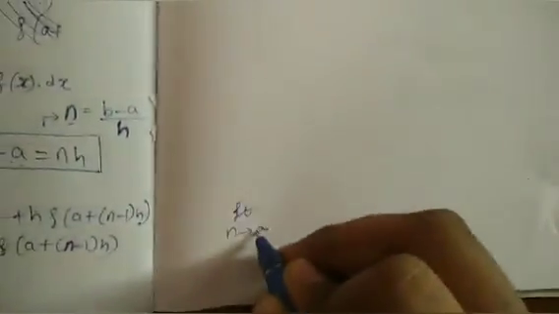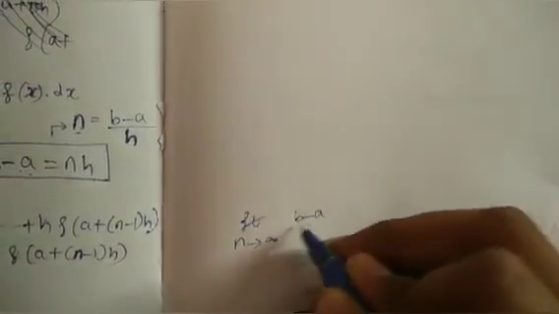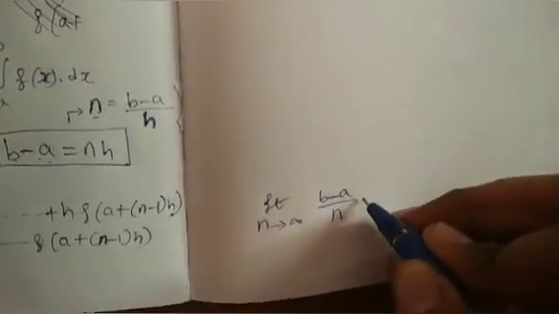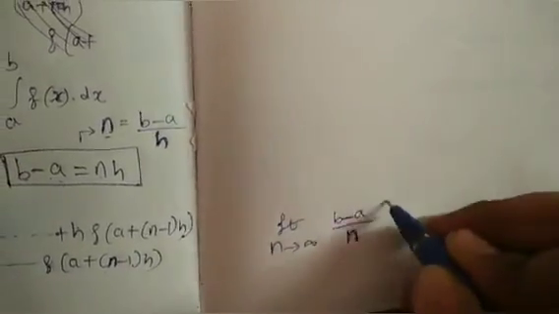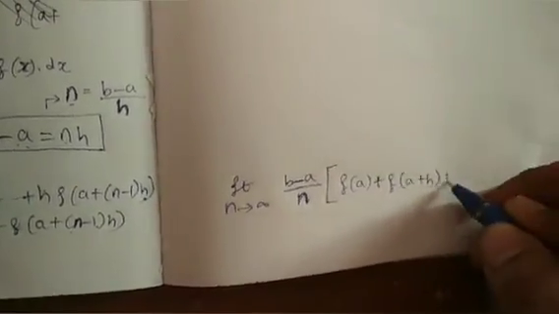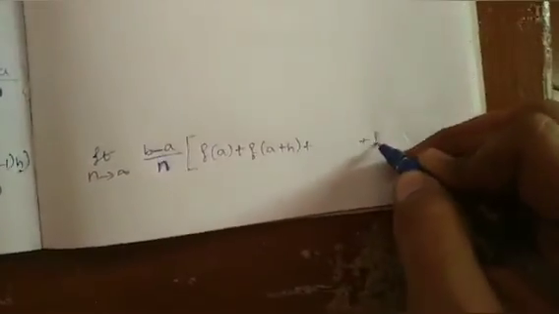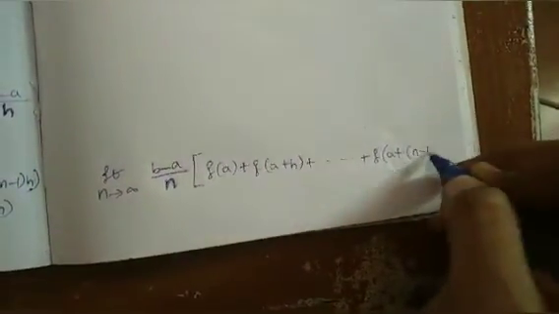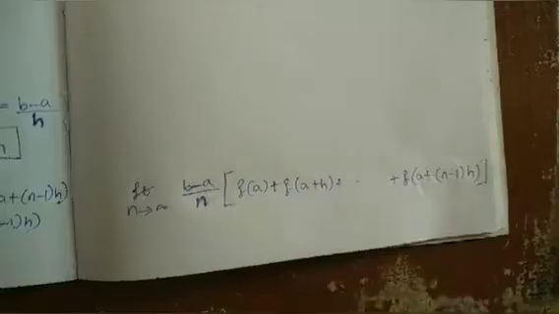So the final result I'll write here. It will be limit n tends to infinity, b minus a divided by n into f of a plus f of a plus h, and so on up to f of a plus (n minus 1) into h. This is the formula. I also did not remember the formula, I just derived it, that's all.